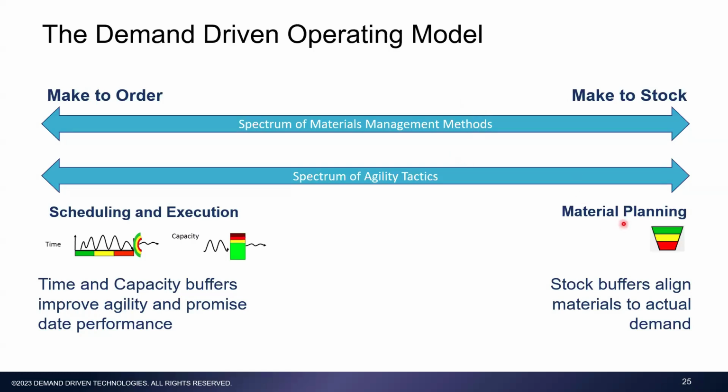If I'm heavily make to stock, then I'm going to really focus my energy around material planning. I'm going to use rough cut planning to make sure my capacities are there to meet the requirements of the materials over time. If I'm heavily in a make to order environment, then it's all about how do I build flexibility into the capacity I've got, utilizing time and capacity buffers. And I mentioned earlier, we're going to focus mostly on the material planning for today's illustration when we get into the demo.